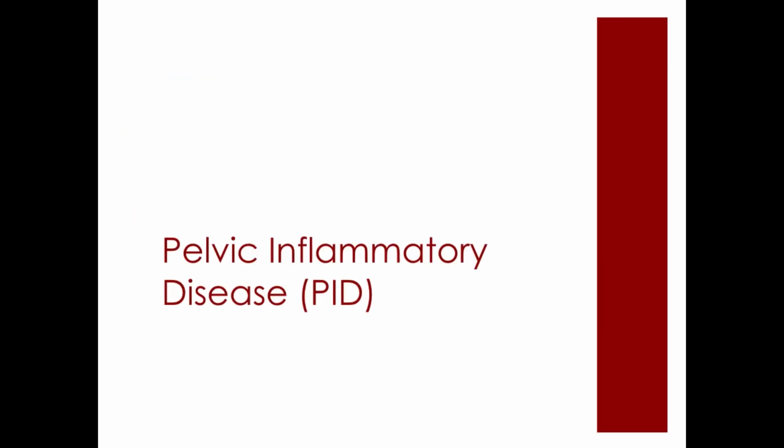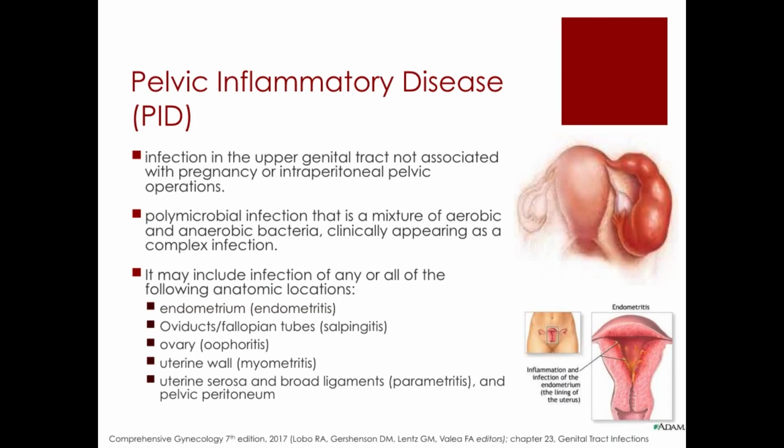So let's first start with pelvic inflammatory disease or PID. PID or pelvic inflammatory disease is the infection of the upper genital tract not associated with pregnancy or intraperitoneal pelvic operations. This is a polymicrobial infection that is a mixture of aerobic and anaerobic bacteria, clinically appearing as a complex infection. It may include infection of any or all of the following anatomic locations: endometrium, oviducts, the ovary, the uterine wall, the uterine serosa and broad ligaments, and the pelvic peritoneum.